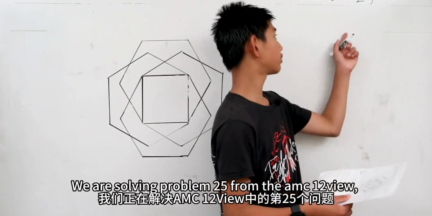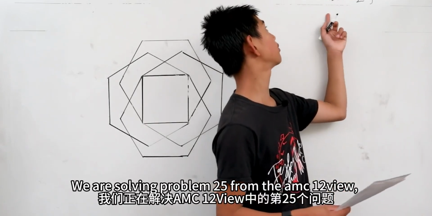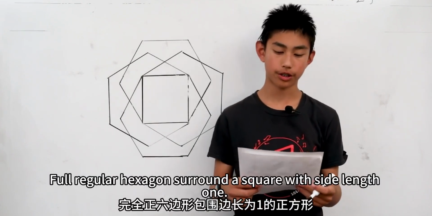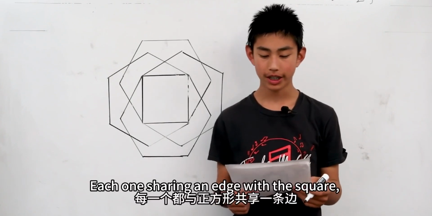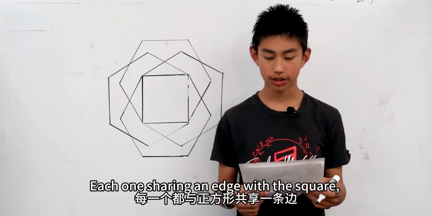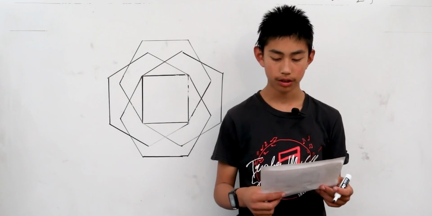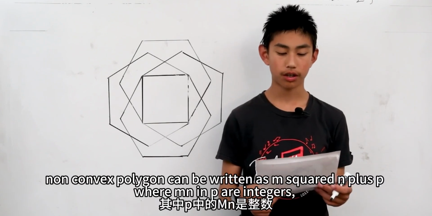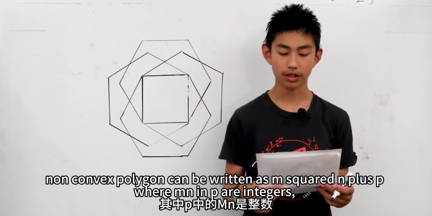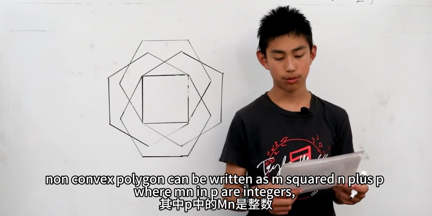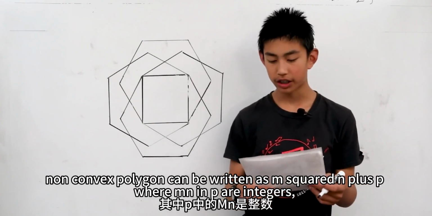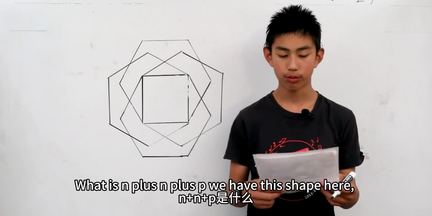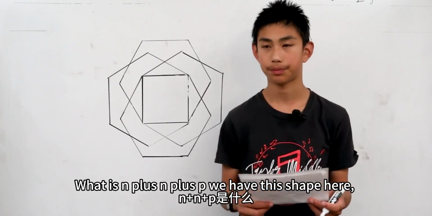We're solving problem 25 from the AMC 12B from 2022. Four regular hexagons surround a square with side length 1, each one sharing an edge with the square as shown in the figure below. The area of the resulting 12-sided outer non-convex polygon can be written as m square root n plus p, where m, n, and p are integers and n is not divisible by the square of any prime. What is n plus p?